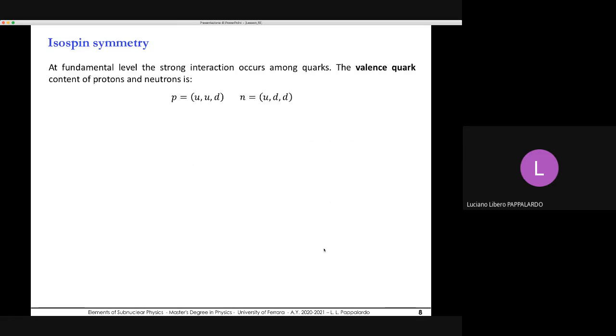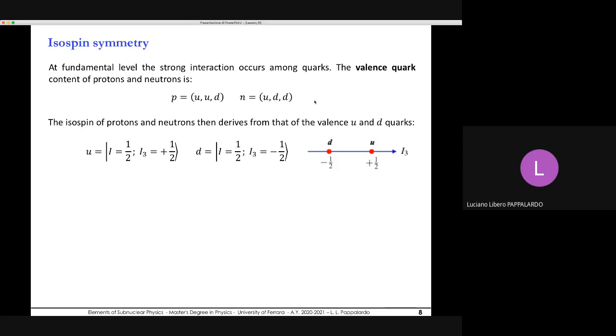Now, as you know, at fundamental level, the strong interaction occurs among quarks. And the valence quark content of the proton and the neutron is the following. So the proton is made by up, up, down, and the neutron by up, down, down. And so we can now extend our discussion of isospin to the valence quarks of protons and neutrons, so to the up and the down quarks. It turns out that we can also assign I equal 1/2 to both up and down quarks, and distinguish them again by the third component, which is +1/2 for the up quark and -1/2 for the down quark. Again, you can see it also here graphically, okay?